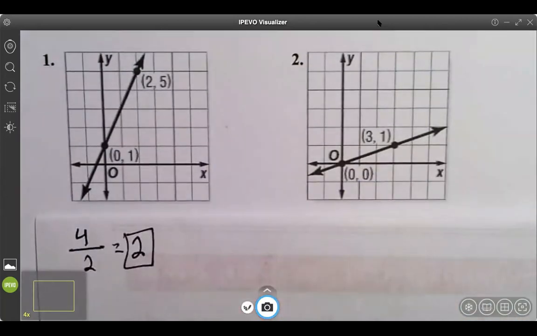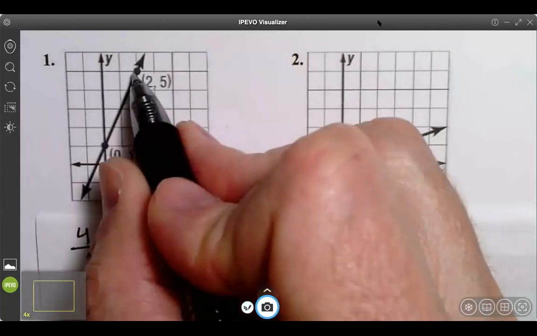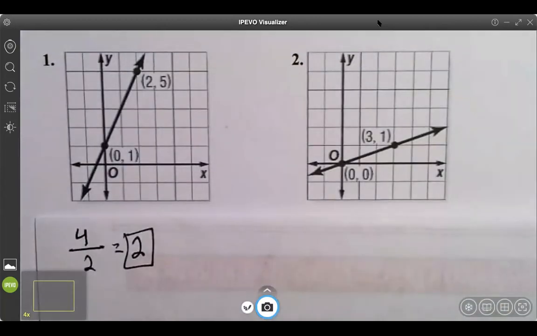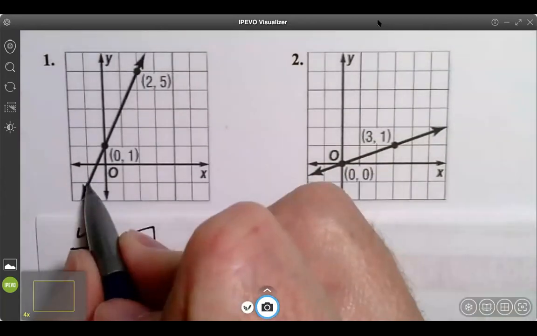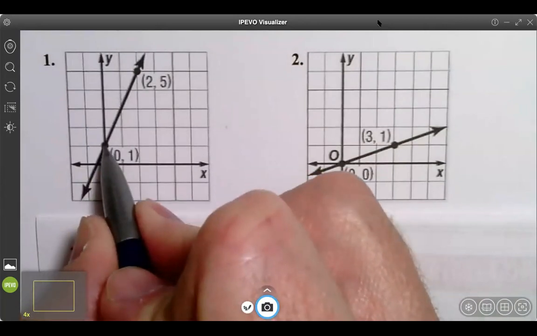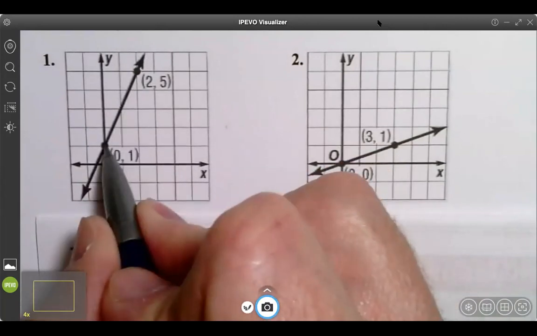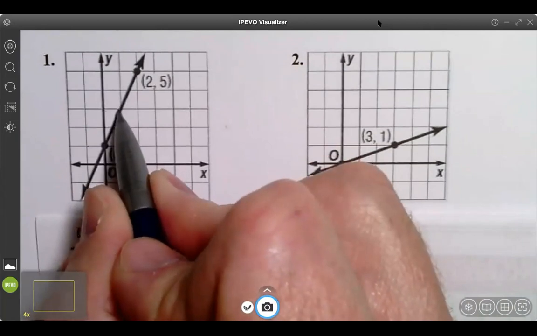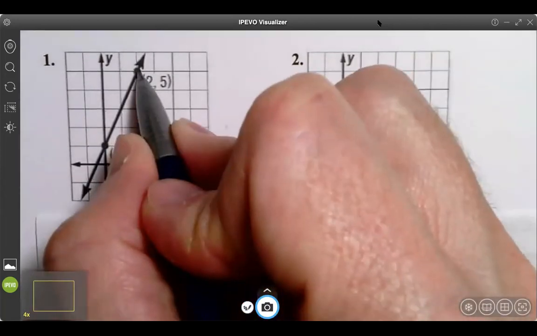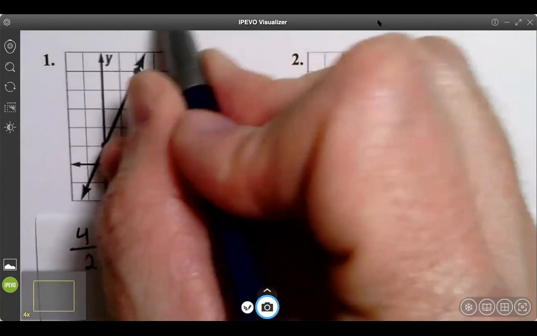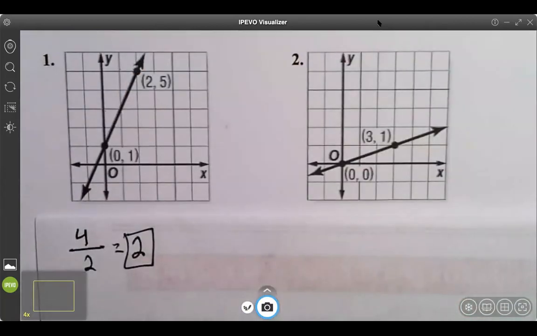Now, I have dots here and here that I counted between. But I could have counted between any point where it went right through the grid. It went right through the grid here, rise 1, 2, run 1. Right here, rise 2, run 1. And I could go on infinitely many times, rise 2, run 1, because my slope is 2.